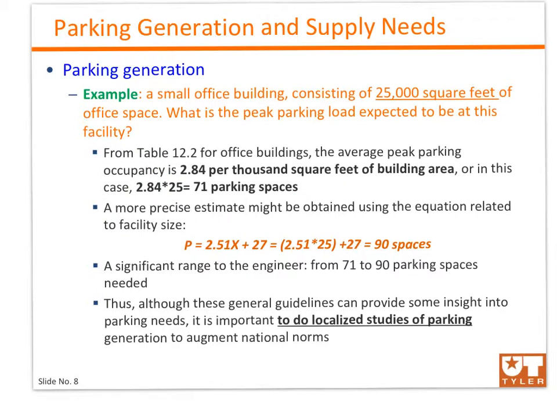parking spaces. A more realistic or more precise estimate might be obtained using the equation related to the facility area, and that would be 2.51x plus 27. The x here is going to be the 25,000 square feet, so 25 times 1,000. The 1,000 again is outside. This is the unit. So it's going to be 2.51 times 25 plus 27, and that would be 90 spaces.